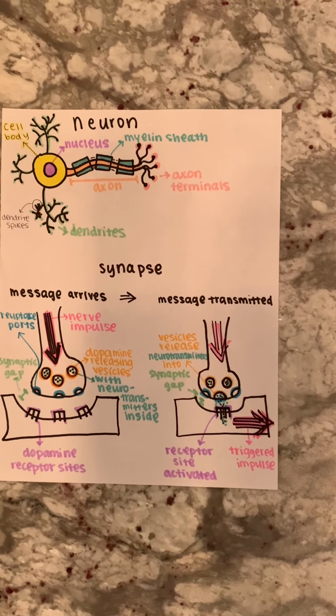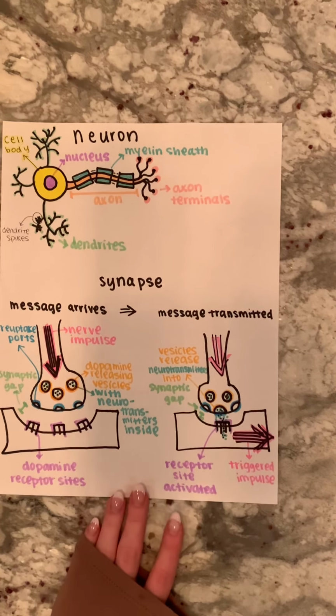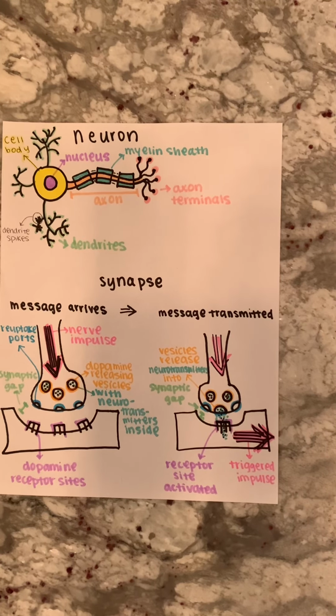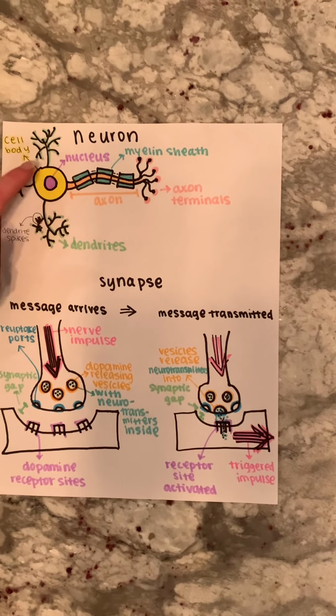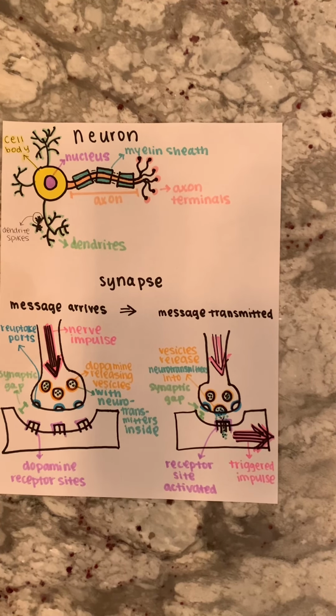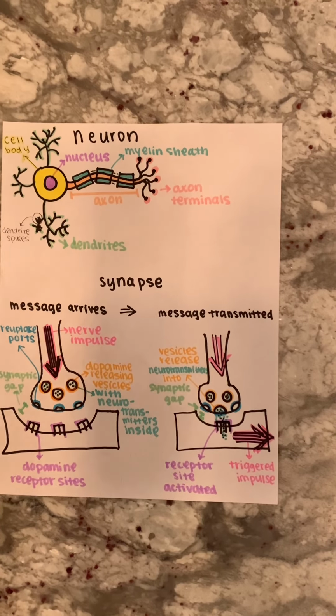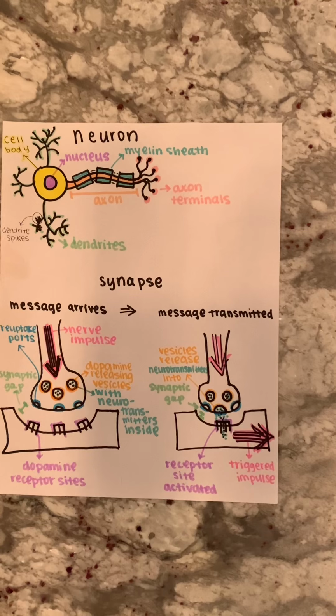Okay, so first I will start with a diagram of a dopamine neuron. To start, we have the cell body, which is here in yellow, or the soma. This is what keeps the cell alive, and it provides nourishment for the cell. Basically it just keeps it healthy and alive.